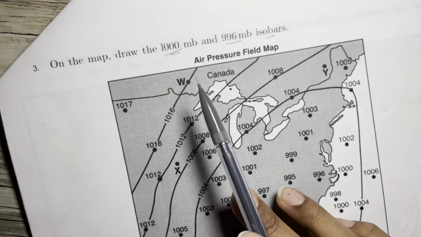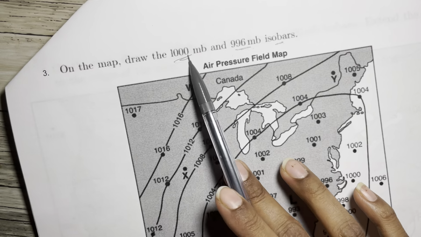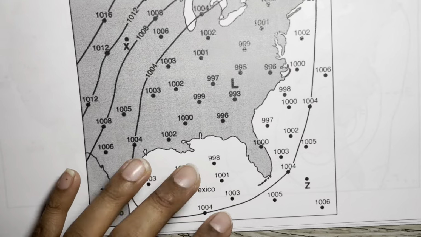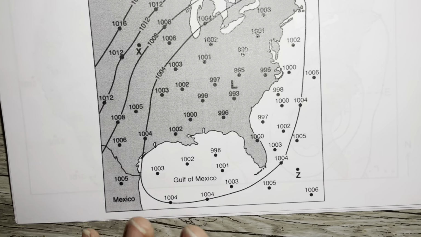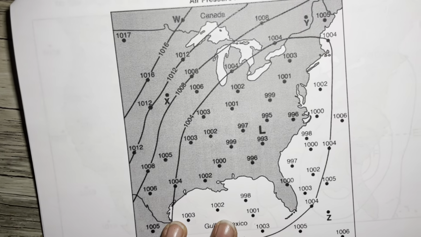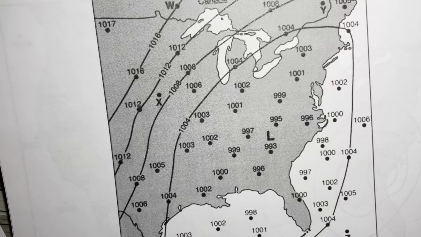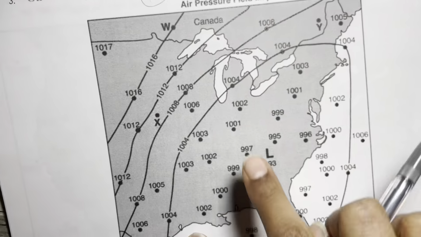But this time, notice it's unique because we need to not only draw one isoline, but two different lines, okay? So we need to make space in our map for two lines. So there might be some erasing to do. So let's get started. Let's start with our 1000 bar, okay? So the first thing we need to do, we're just looking at 1000 right now. We need to find all of our 1000s on my map.